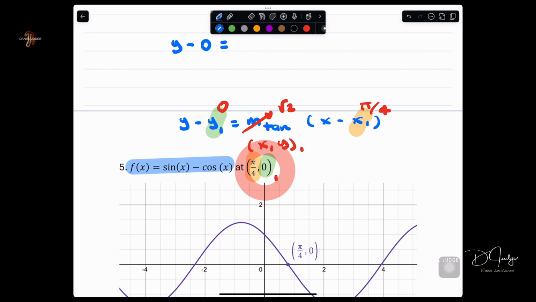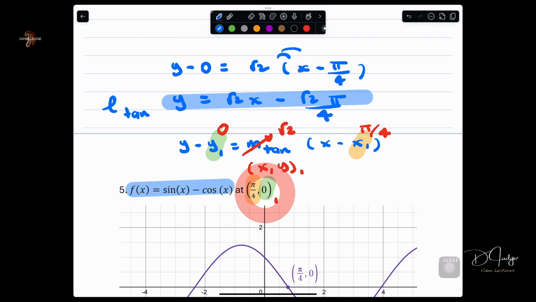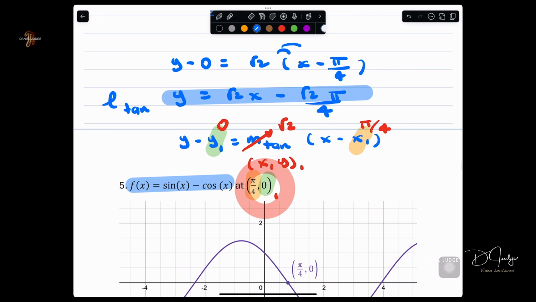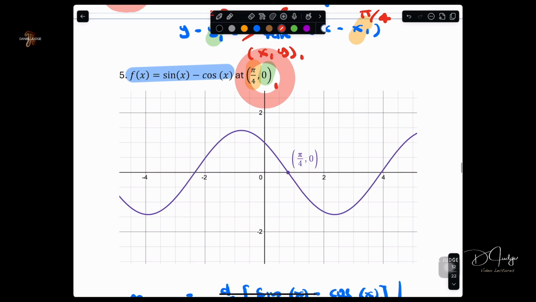y minus 0 is the square root of 2 times x minus pi over 4 now. Which means y is going to be, if we distribute here, the square root of 2 x minus the square root of 2 pi over 4 here. This is that equation of the line tangent to the curve. This is our L tangent now. Sine minus cosine. So this is number 5 here.